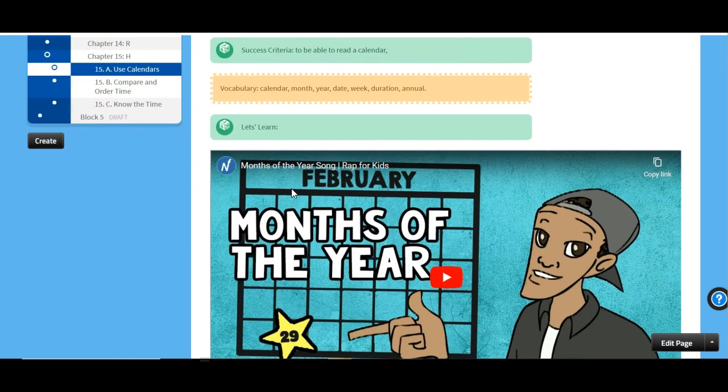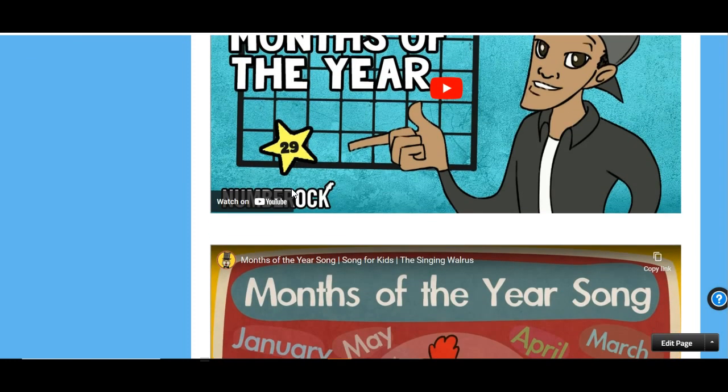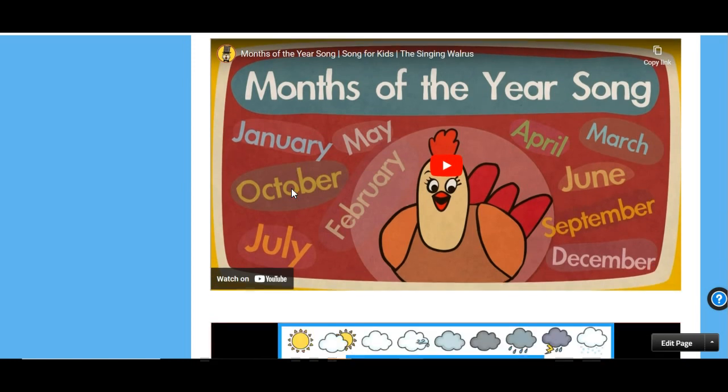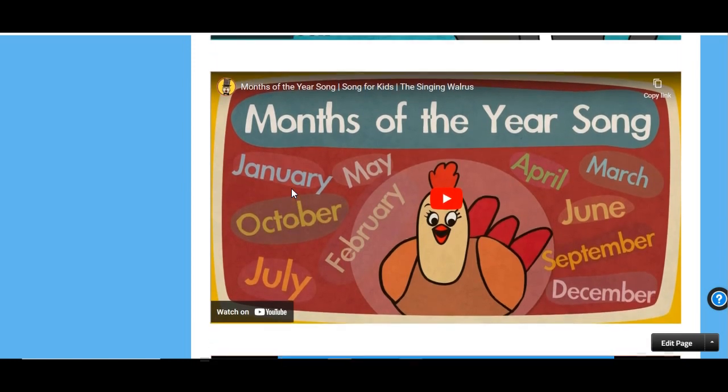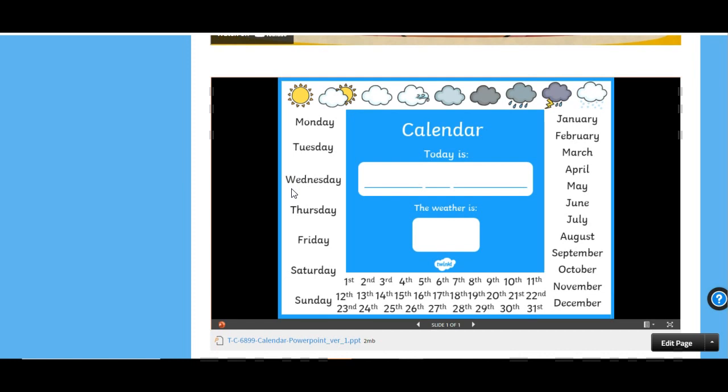So, when you go into your Firefly, you will find two songs that are about the months of the year and also how to read time. So you can go ahead and listen to those and remember to sing along. We'll start off with doing a calendar check for today's date.